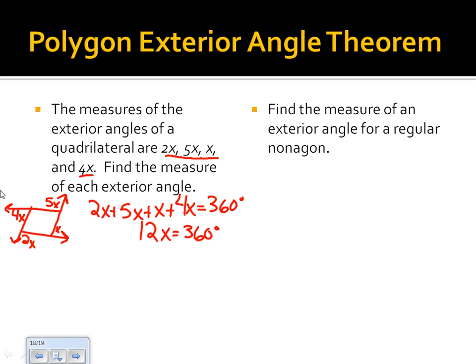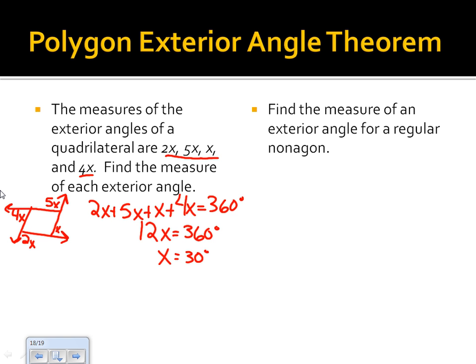So x equals 30. Is that what I asked for? So I didn't ask for 30. Make sure you check your original question. What did I ask for? The measure of each. So how would I find the measure of each then?